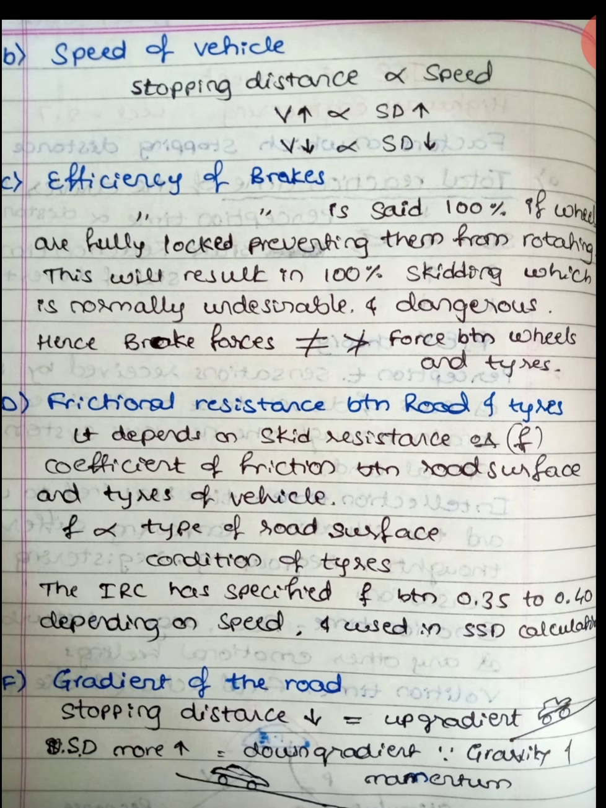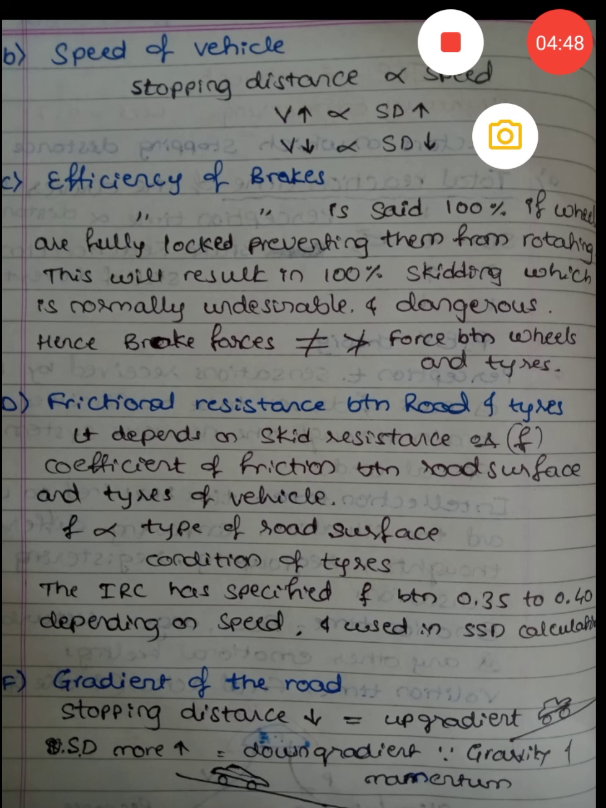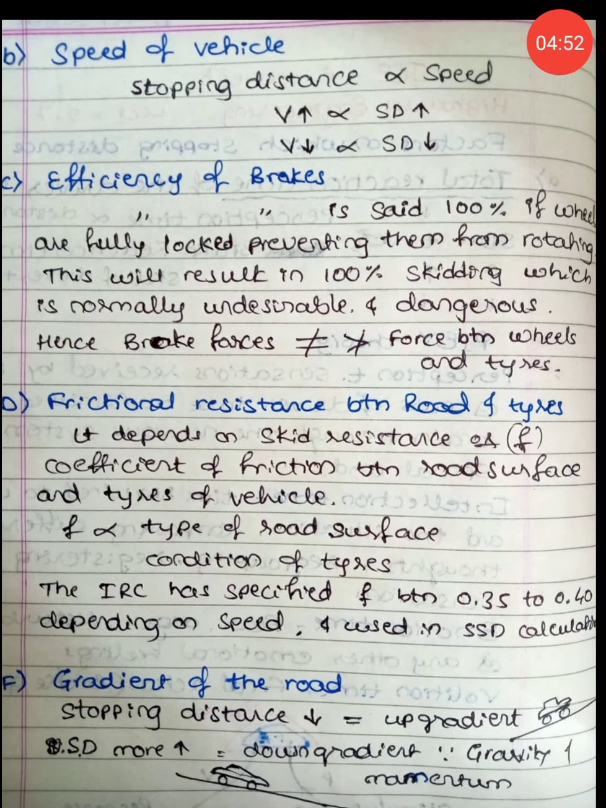So this gradient is mentioned in terms of percentage, n%. If it is an up gradient, in the calculation we take plus n%, and if it is a down gradient, minus n% will be considered. In the next presentation I will be discussing the problems on SSD, including gradients.